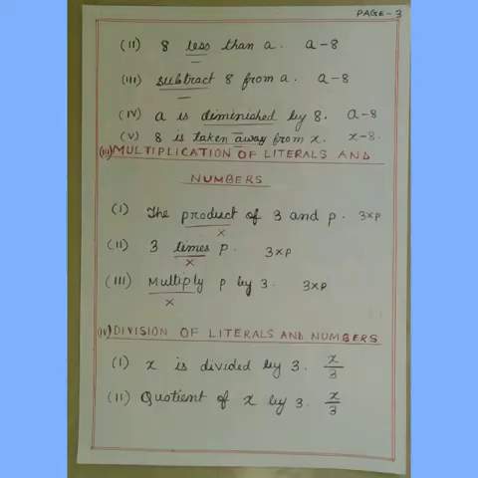Number 2, 8 less than A. Less also represents subtraction. So if I use numerals and literals, it will be A minus 8. Number 3, subtract 8 from A. Subtract means minus, so it will be A minus 8. Number 4, A is diminished by 8. Diminished means lessen. So 8 is subtracted from A, in simple English. So it will be A minus 8.